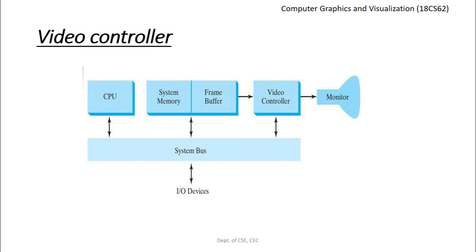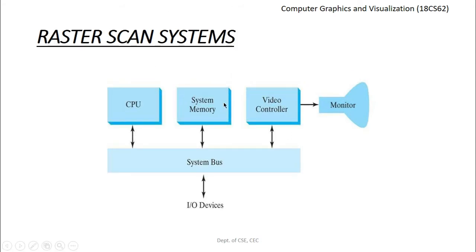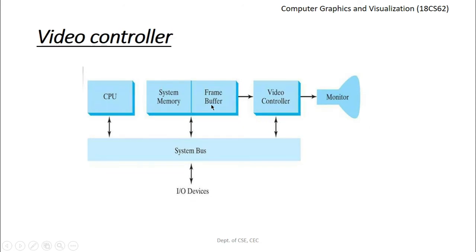Now let us see what the components of the video controller are, or how the video controller actually works. This diagram shows a commonly used architecture, or connectivity organization, for raster systems. A fixed area of the system memory is reserved for the frame buffer, and the video controller is given direct access to the frame buffer. Unlike the previous diagram, where there was no direct connection with the frame buffer, here we have a separate area of memory called the frame buffer.